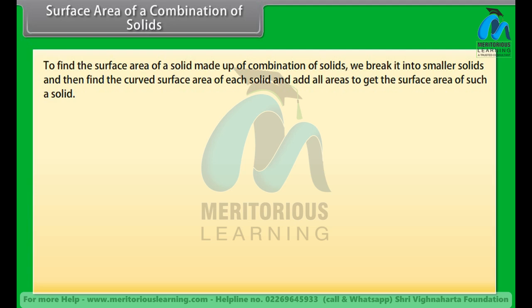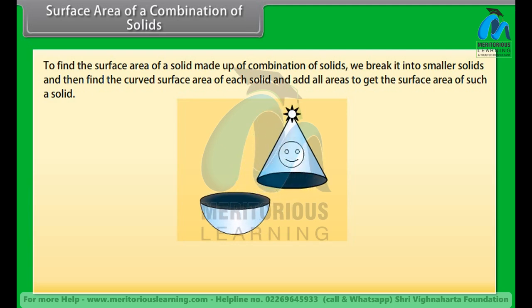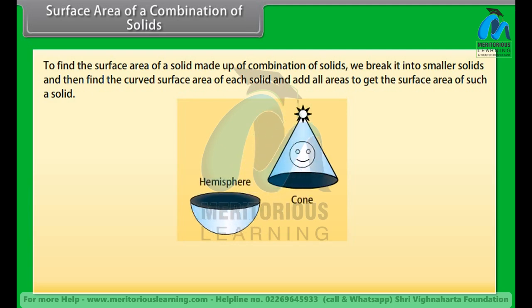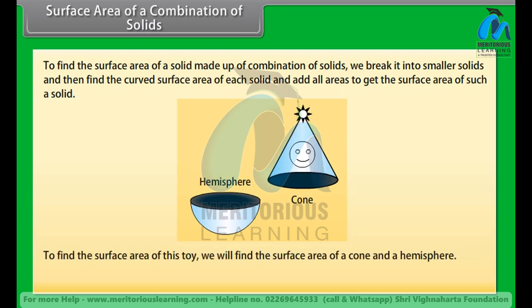For example, look at this toy. This toy is a combination of a cone and a hemisphere. To find the surface area of this toy, we will find the surface area of a cone and a hemisphere. Or we can say that the total surface area of a toy will be equal to the curved surface area of hemisphere plus curved surface area of the cone. Let's solve some examples to find the surface area of combination of solids.